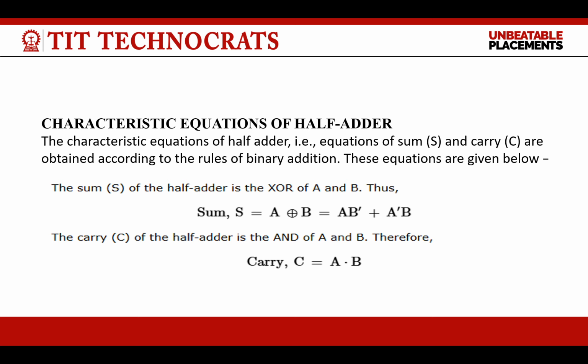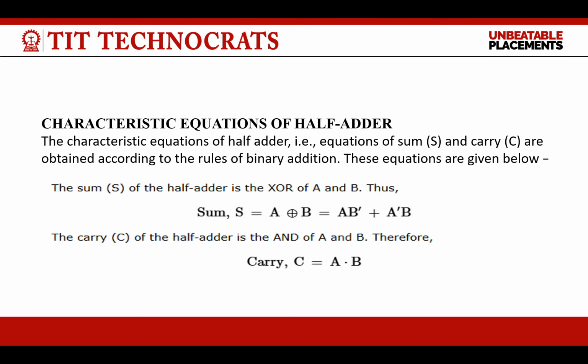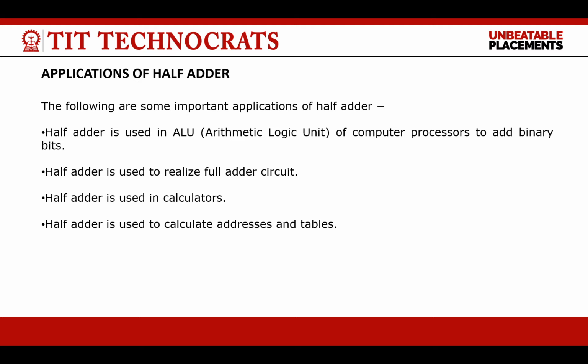Then we have to write the characteristic equations of the half adder. The characteristic equations of the half adder, that is the equations of sum and carry, are obtained according to the rules of binary addition. These equations are given below. The sum S of the half adder is the exclusive OR of A and B. The sum S is equal to A exclusive OR B, or S is equal to A B complement plus A complement B. The carry C of the half adder is the AND of A and B. Therefore, carry C is equal to A dot B.